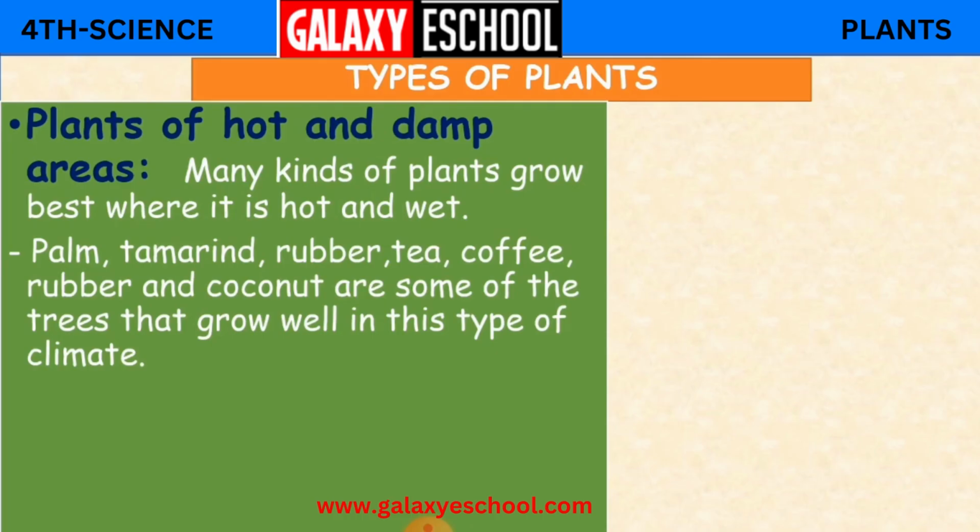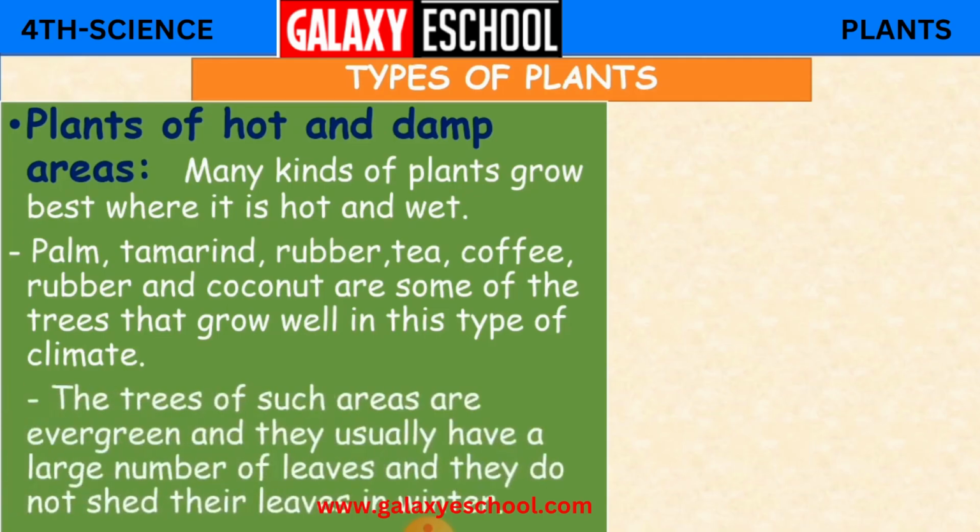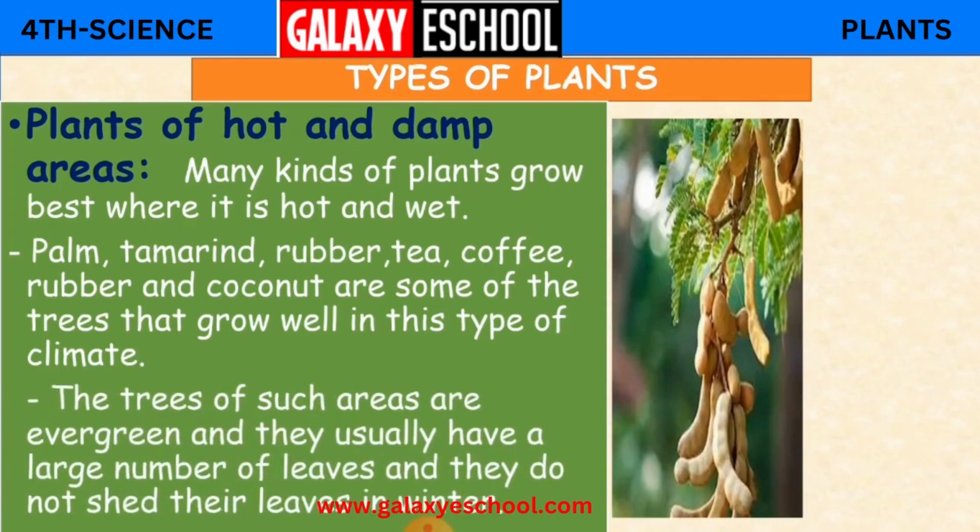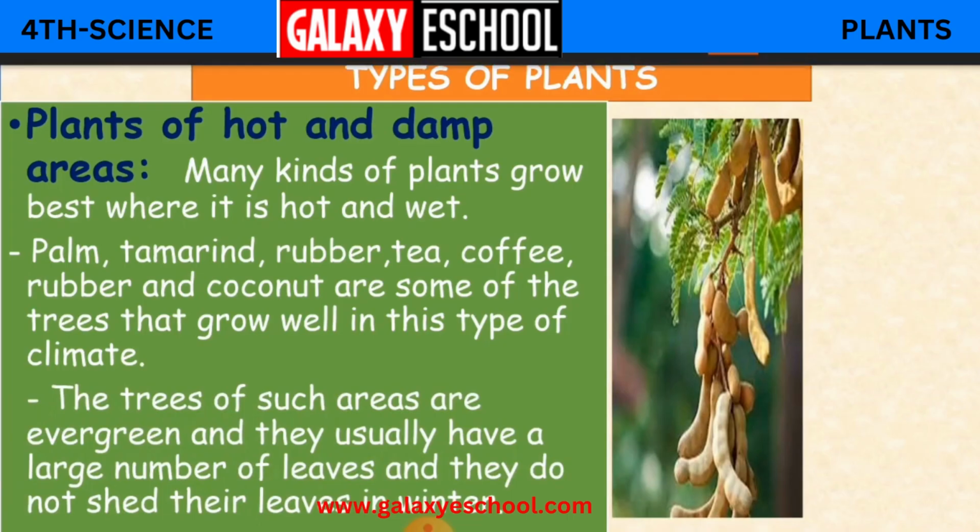Many kinds of plants grow best where it is hot and wet. For some plants this type of climate is much more suitable. And what are they? Palm, tamarind, rubber, tea, coffee and coconut. These are some examples. These plants prefer this type of climate which is hot and wet.